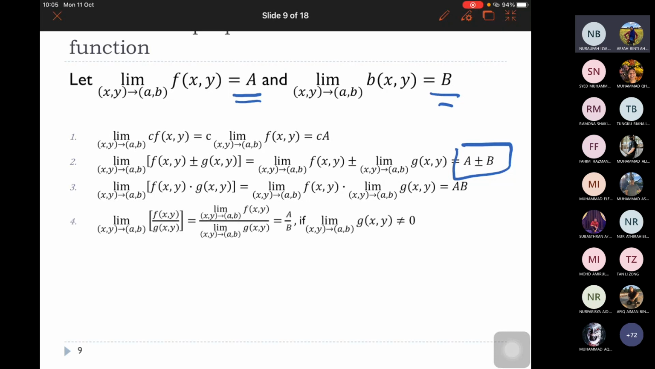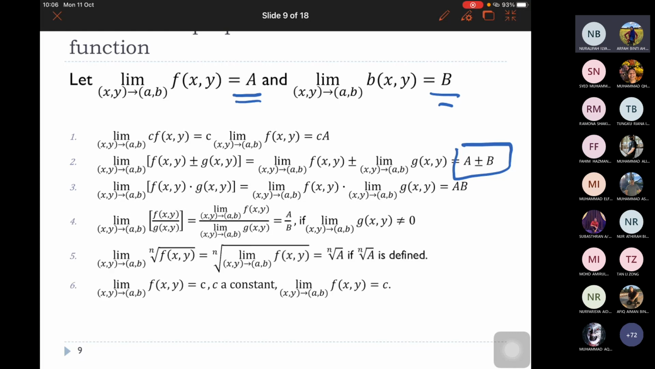Then the limit of function f(x,y) as (x,y) approaches (a,b), let's say we want to divide these two limits, so it will become A divided by B, provided that the limit that becomes the denominator does not equal 0. Because if it equals zero, it will become undefined. Another one: if we have the square root of the limit, we just take the square root of the value of the limit, A. And if C is a constant, the value of the limit is a constant, so the limit will always become a constant. So these are the properties for limits and continuity.